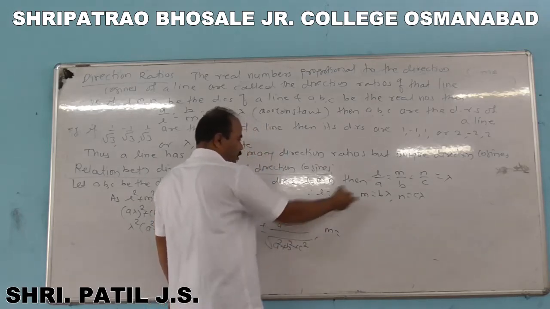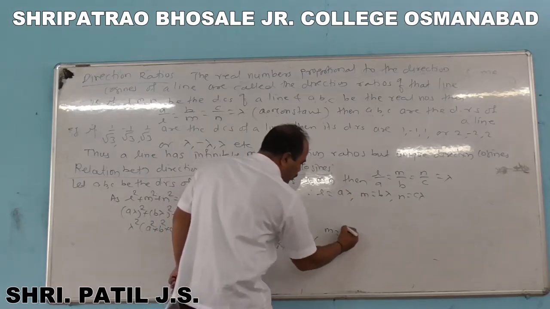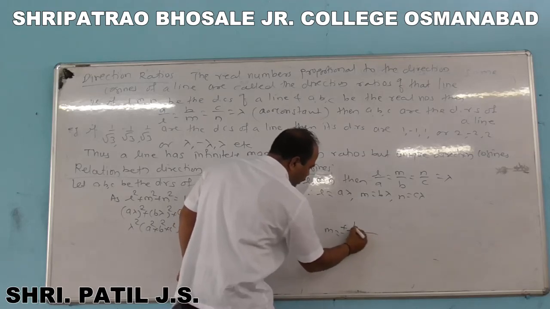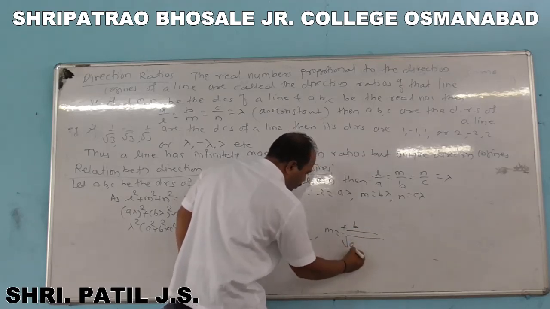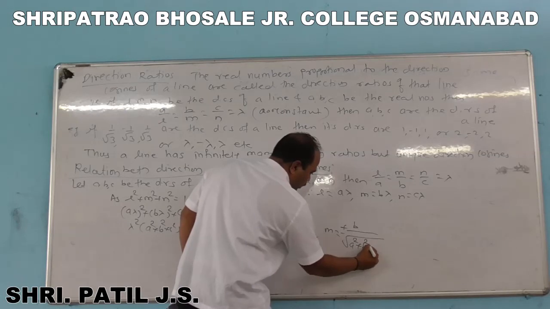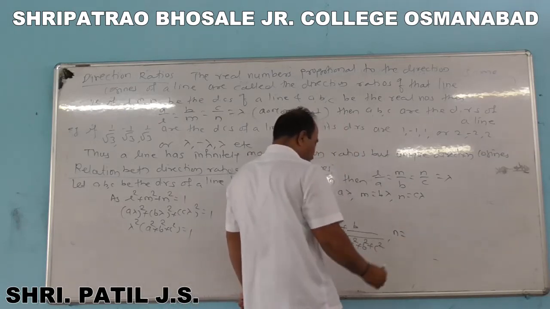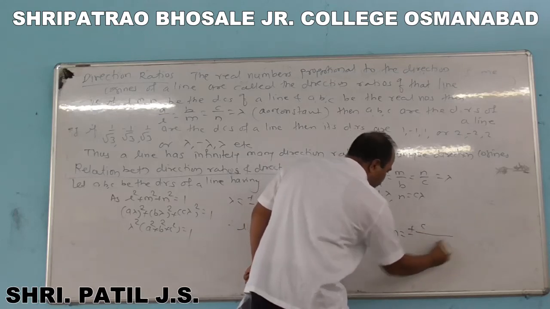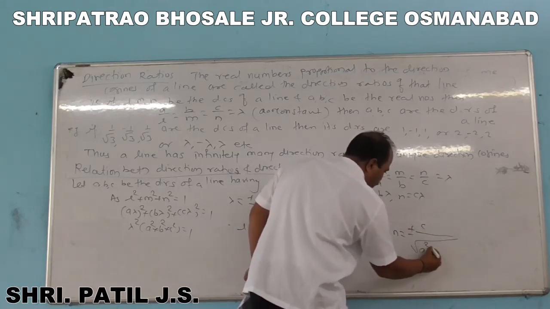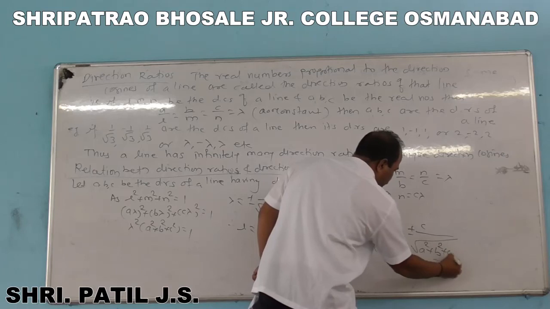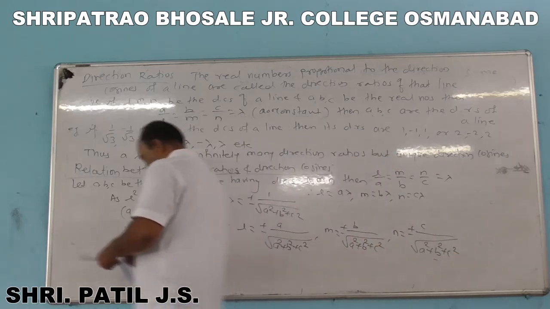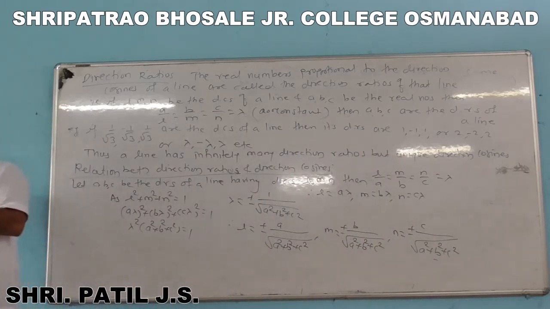Substitute this gamma in this. m is equal to plus or minus b divided by square root of a square plus b square plus c square, and n is equal to plus or minus c divided by square root of a square plus b square plus c square. Here this point ends.